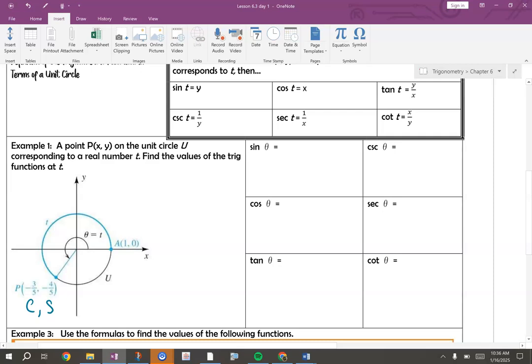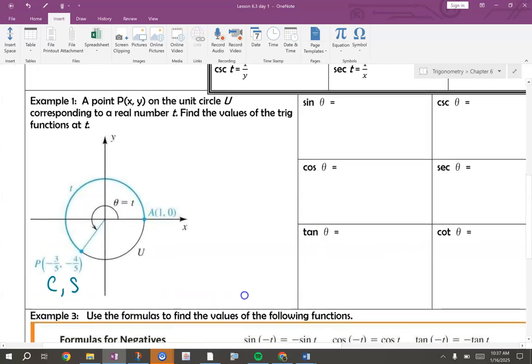Cosecant, remember, is the reciprocal of sine. So notice that it does have the 1 over y. Secant has 1 over x. And then cotangent is just x over y instead of y over x.